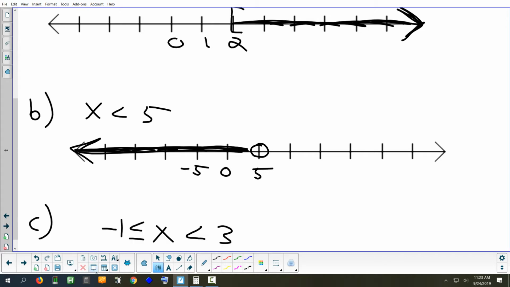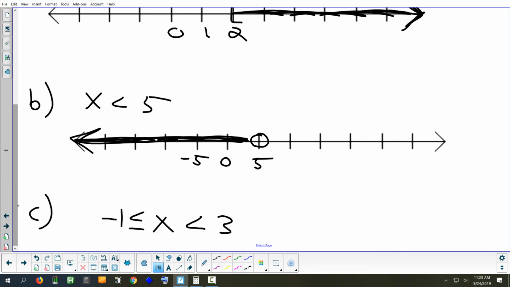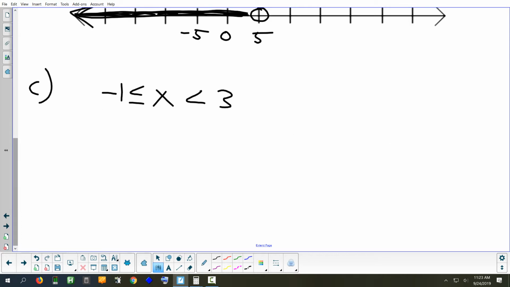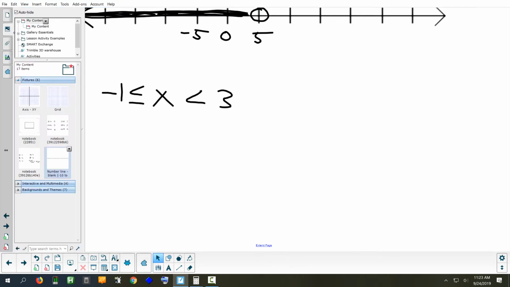And let's do this one. So this is one where when Adriana asked me, can you interchange them? Yes, but here you're going to need 2 symbols. Stick with the same circles or brackets and parentheses. So how about Zach? Can you tell me how to graph this one?